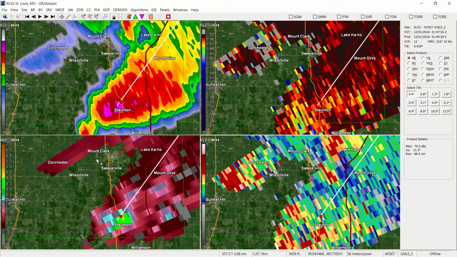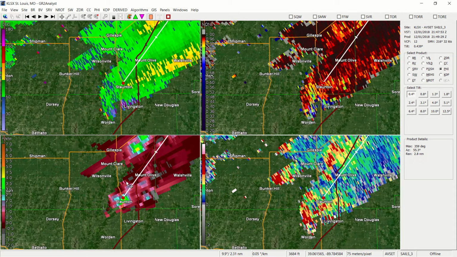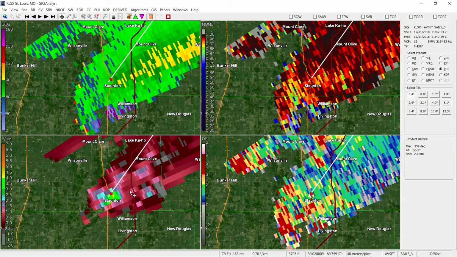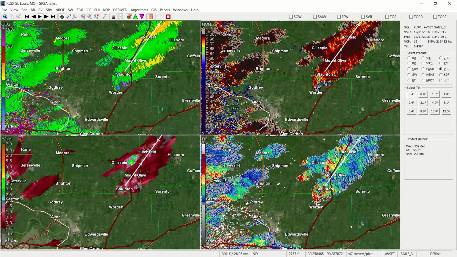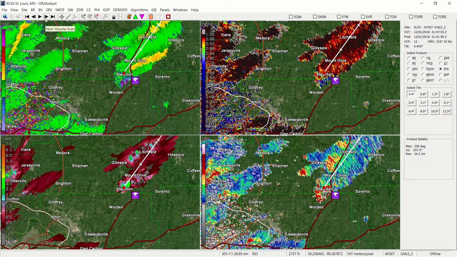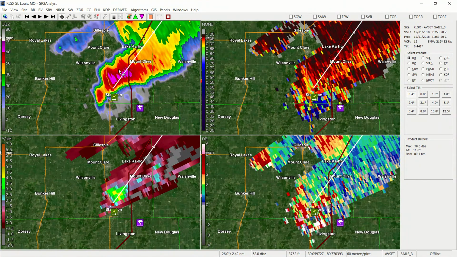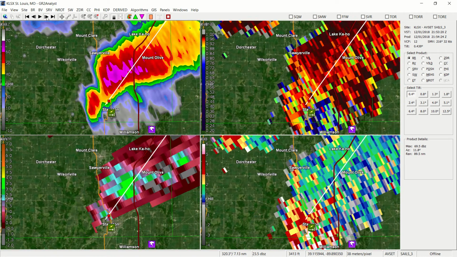and we're seeing some pretty high values in the KDP, and then we can flip it over to phi, and it's showing some attenuation along the radial with that. We'll bring this back over to reflectivity.